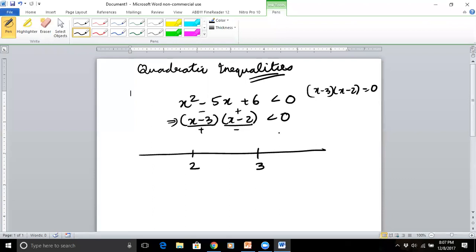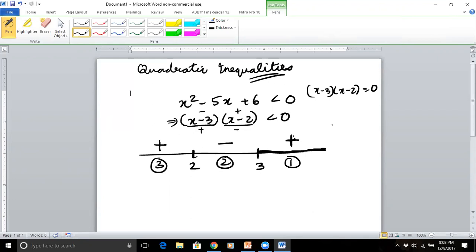Now, after you place the roots on the number line, the default process is you start from the extreme rightmost region. When you put the roots on the number line, it is divided into 3 portions. This is the first, this is the second, this is the third. You always start from the extreme rightmost region, and by default, you place the sign of the extreme rightmost region as positive. And then you go on switching between the signs. So this would be plus, minus, plus. It's a default procedure of working.